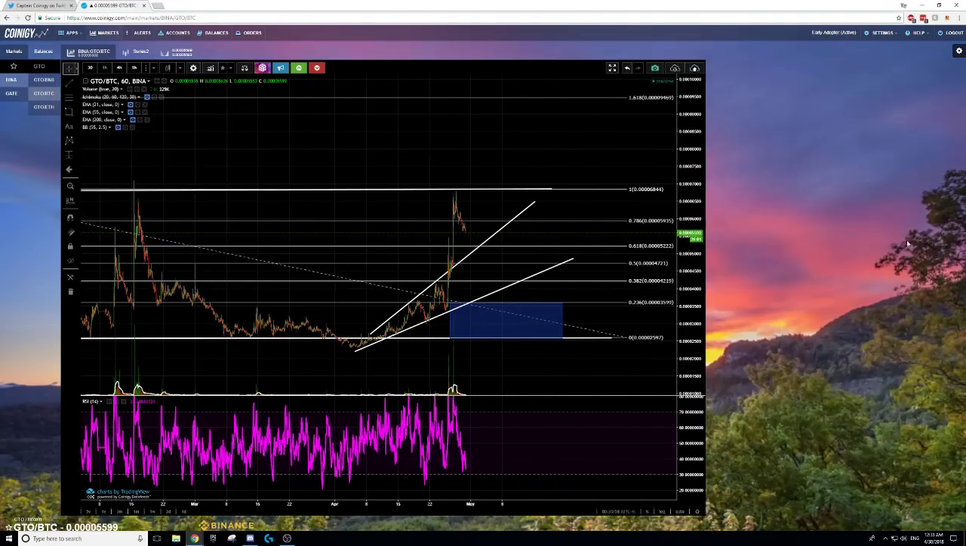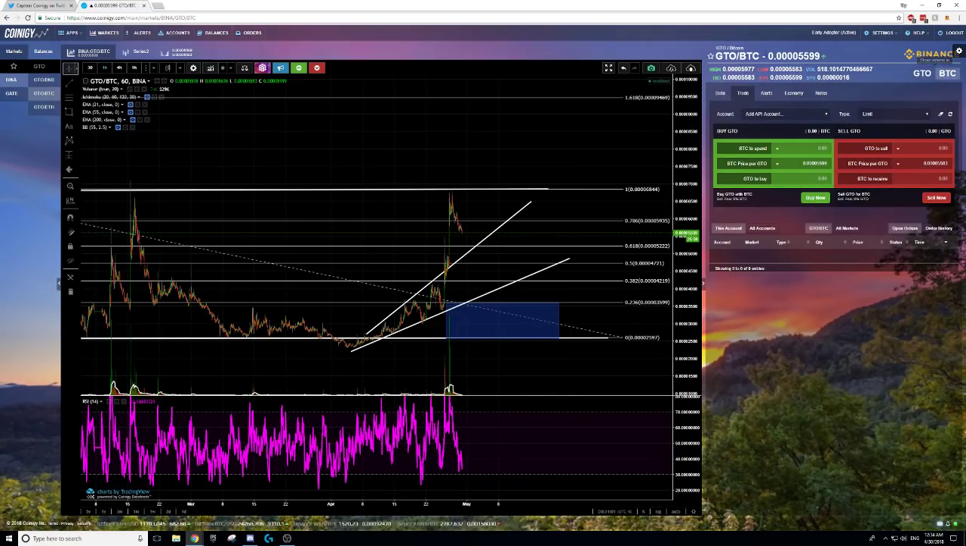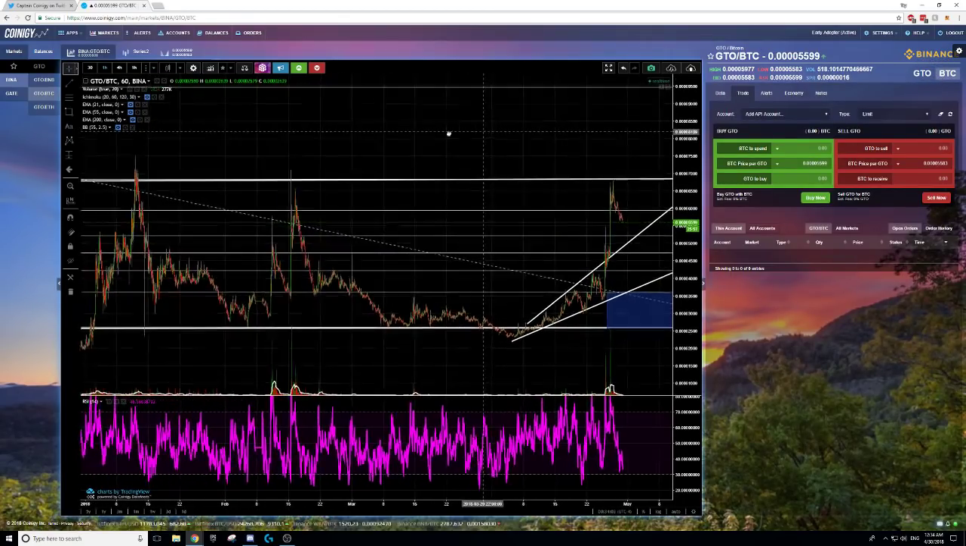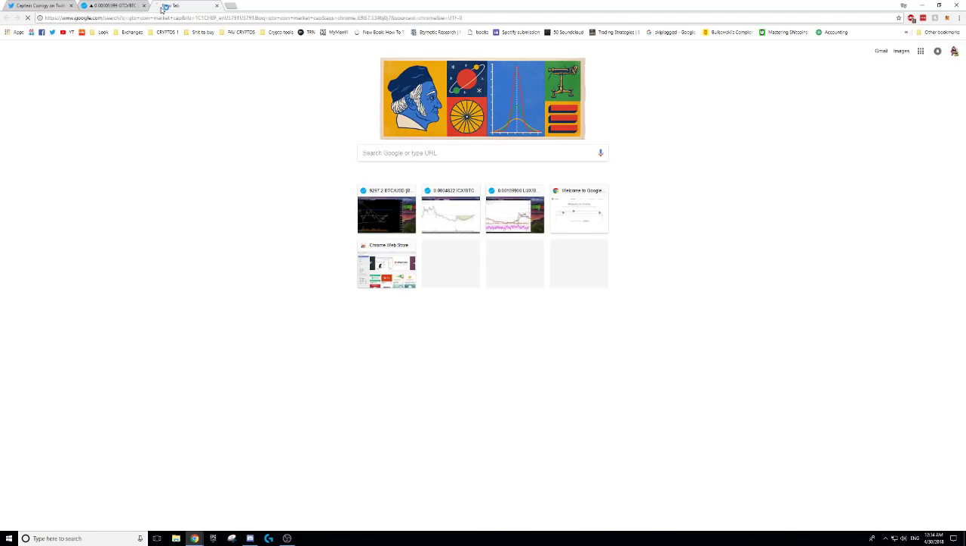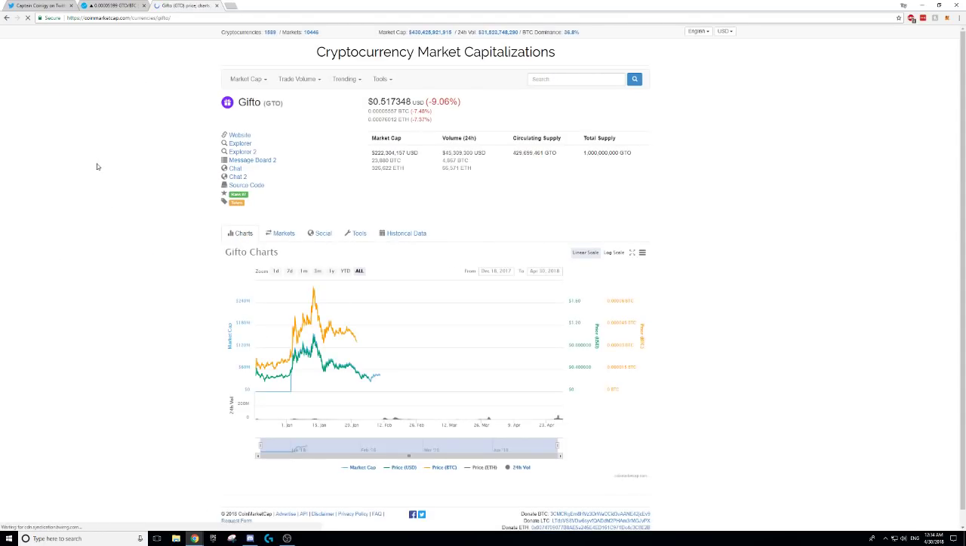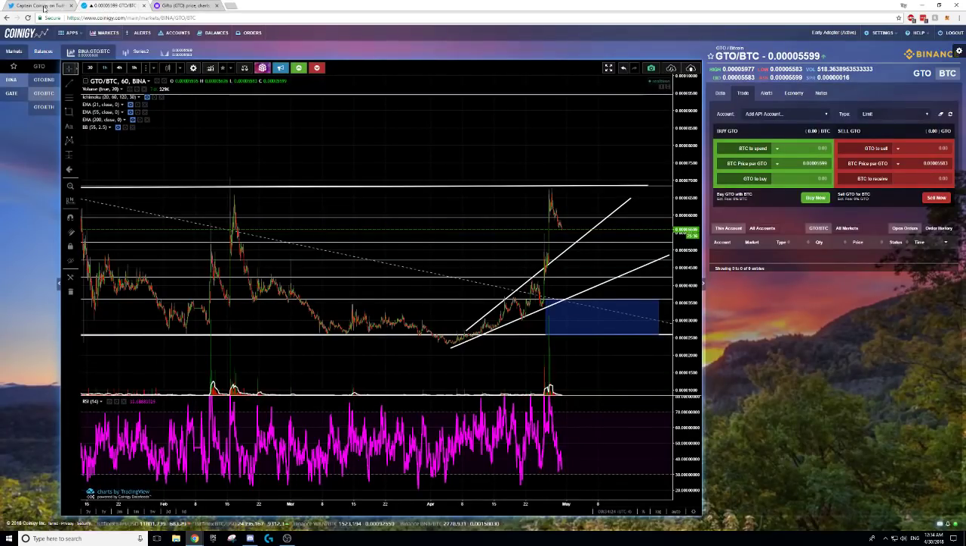What is it doing volume wise? It's on Binance, 518 Bitcoins. What is GTO, Gifto, market cap? What is Gifto? Oh, I've heard of this. 222 million. Wow, so it's definitely not a small cap. It just has a weird price trading range. Well, there you have it.